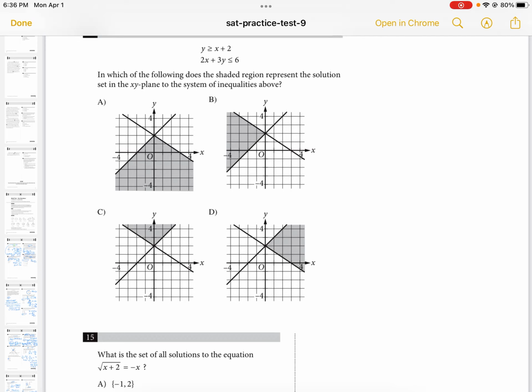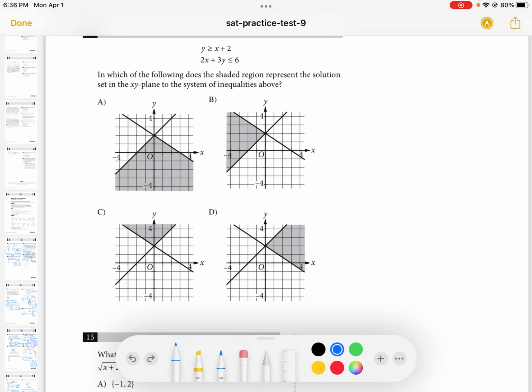In which of the following does the shaded region represent the solution set in the xy plane to the system of inequalities above? Okay. So I'm just going to use one of these graphs for drawing because it's helpful to illustrate how we're going to solve this problem.